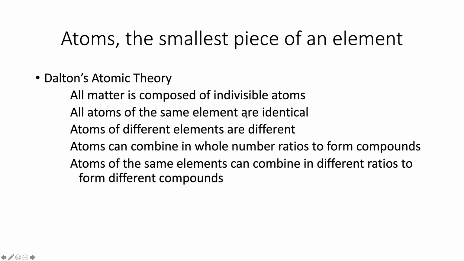Atoms of the same element are exactly the same. Atoms of different elements are different. You'll find some of these aren't quite right, but it's a good starting point. You'll see as we progress, some of these are actually a little incorrect now. But for now, this means all atoms of the same element are the same, so all gold atoms are the same. Atoms of different elements are different, so lead atoms and gold atoms are different. The difference between lead and gold is not how the atoms are arranged, it's the atoms themselves.